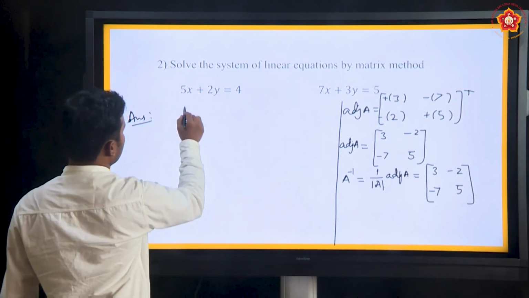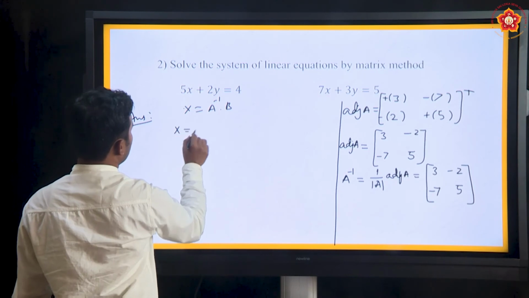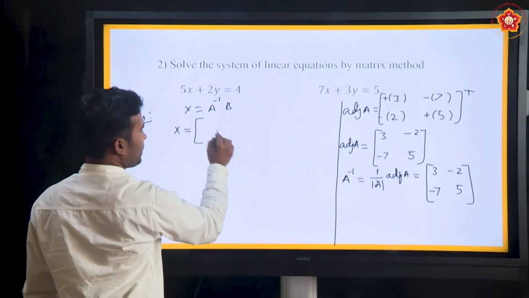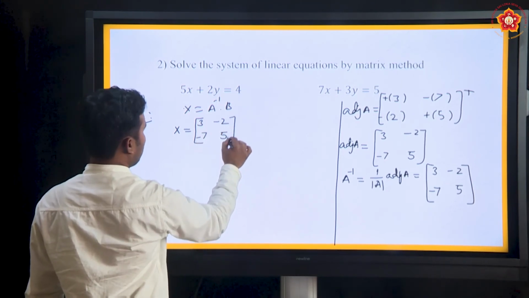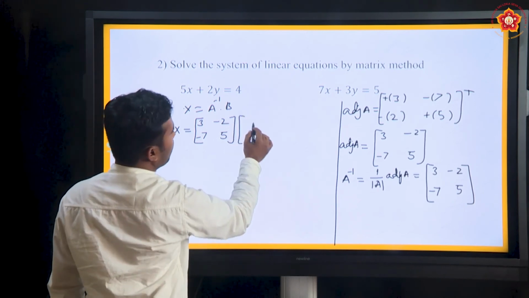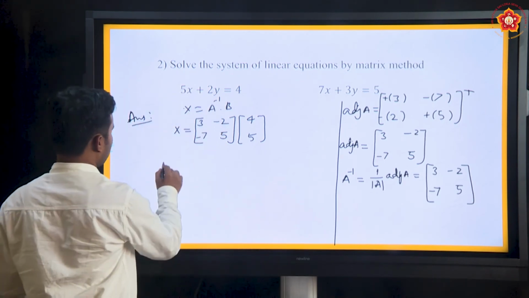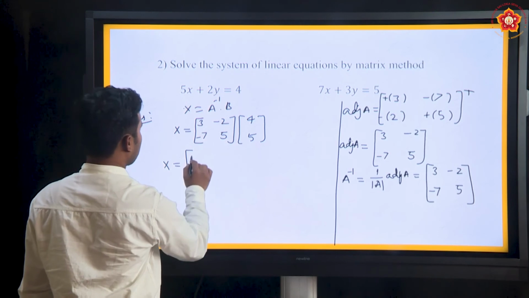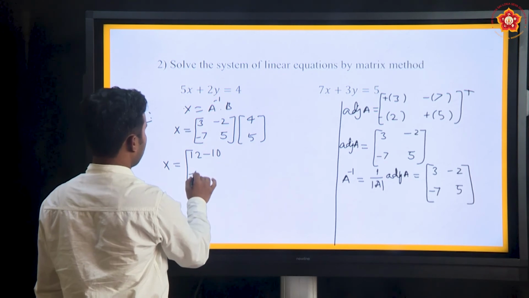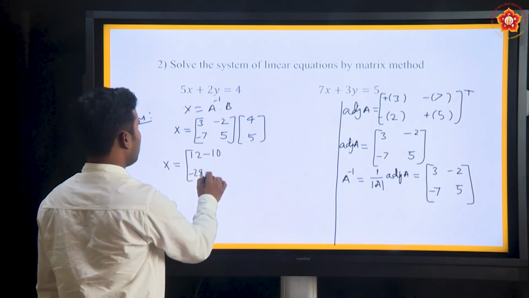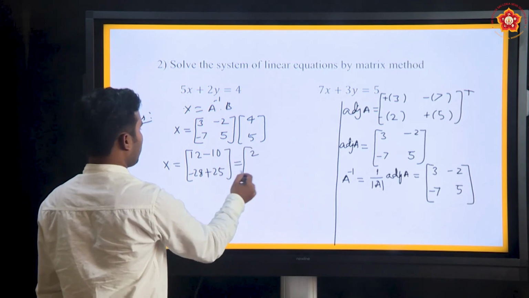So, we have X is equal to A inverse into B. So, X is equal to, that is capital X. What is A inverse? A inverse is 3, minus 2, minus 7, 5 into B. What is B? B is 4, 5. Now, you just multiply it. So, 3 4s are 12 minus 10, and minus 28, 4 7s are 28, 5 5s are 25. So, the matrix is 2, minus 3.